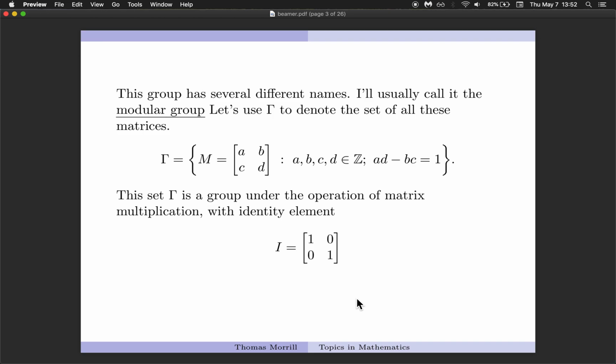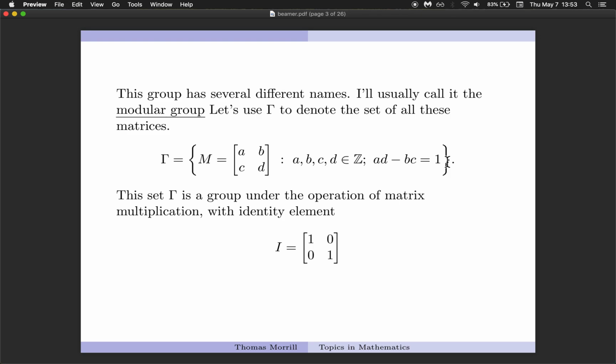So this group has a couple different names. This is actually one that I use in my own research, so it's one that I use a lot. I call this the modular group. Some other people might call this SL2Z. Don't worry about that. I'll just use the letter gamma to be the name of this set. So gamma consists of all matrices, which are 2 by 2 matrices with integer entries and determinant equal to 1.